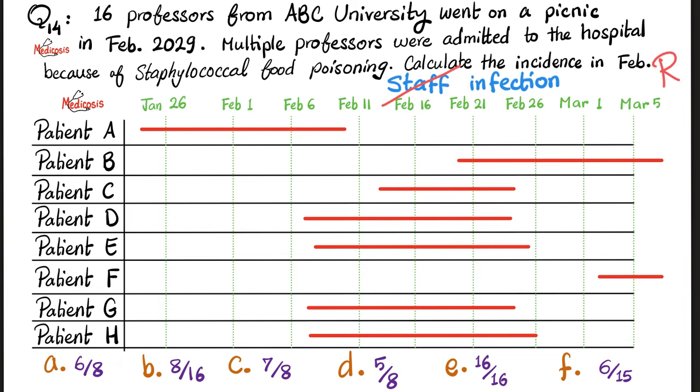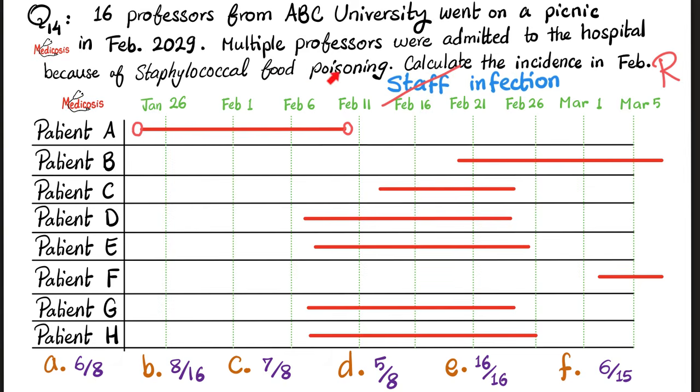But I digress. Here we have patient A, patient B, patient C, patient D, patient E, patient F, patient G, and patient H. You look at this bar for patient A. What does the bar signify? The beginning of the bar is when the professor contracted the staph infection. The end of the bar is when the professor recovered from the staph infection, or from the staph food poisoning to be specific, because this is caused by the toxin, not by the bacterium itself.